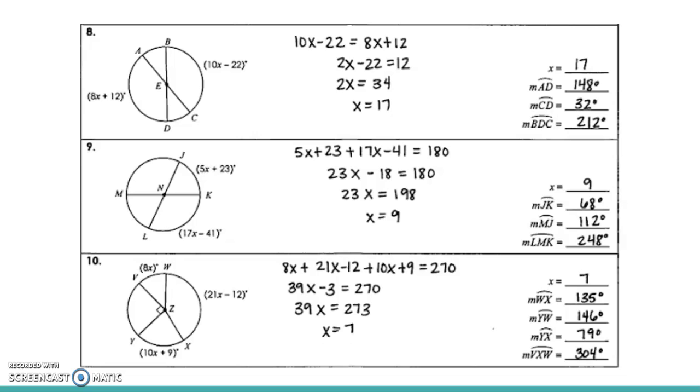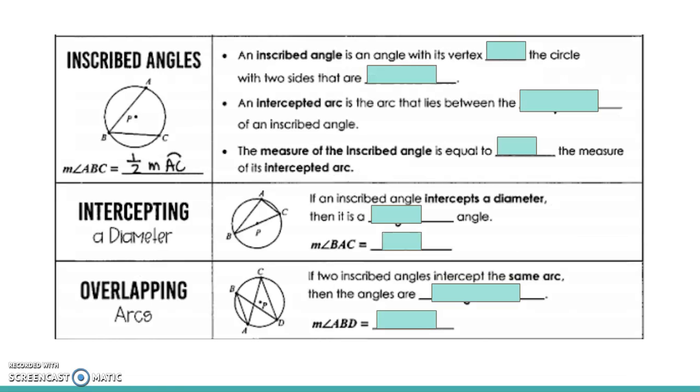Now we're going to switch gears to inscribed angles. So when I have an inscribed angle, that is when the vertex of my angle is on the circle, not in the center. Then instead of the 2 sides of my angle being radii, these sides are actually chords. So they go from one side of the circle to the other without passing through my center.